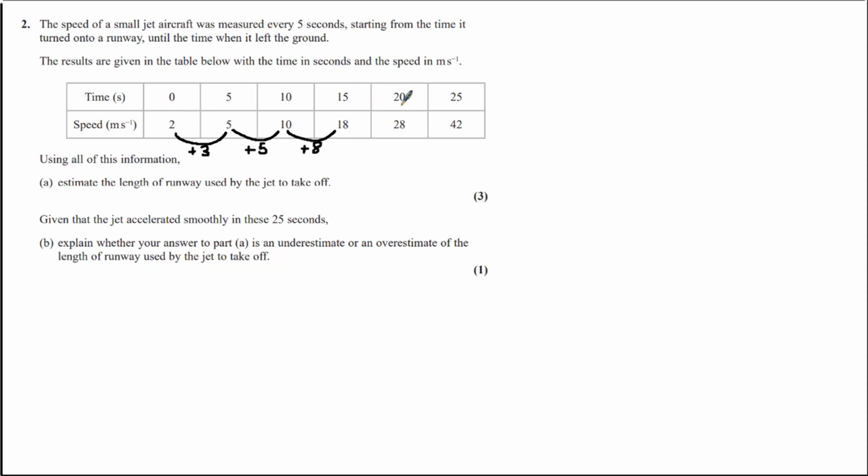From 15 to 20 seconds, the speed increases by 10. And from 20 to 25 seconds, the speed increases by 14. So this shows a clear non-linear relationship between the speed and the time. If speed was proportional to time, then you would get away with ignoring all of these values and just using the final speed and the total time taken. But this is not linear, so we need to choose a method that considers these changes in speeds.